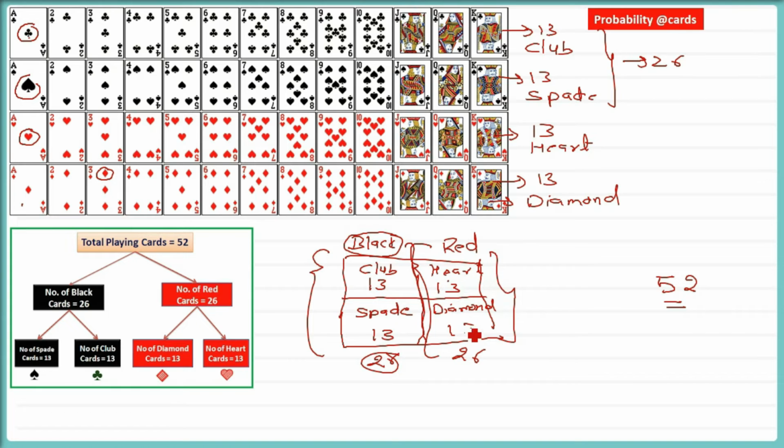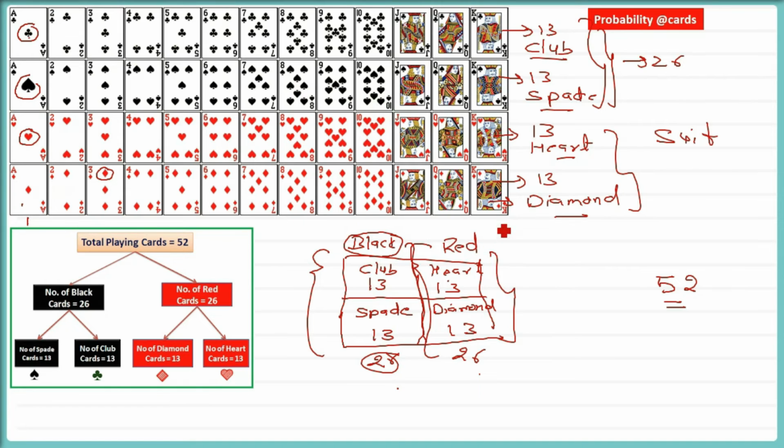So in all, heart and diamond, these are red cards, again 26. Club and spade will be 26. So 4 suites: club 13, spade 13, heart 13, diamond 13. Club and spade, combined, are called black cards. Then we have the red cards. Heart and diamond are red cards.